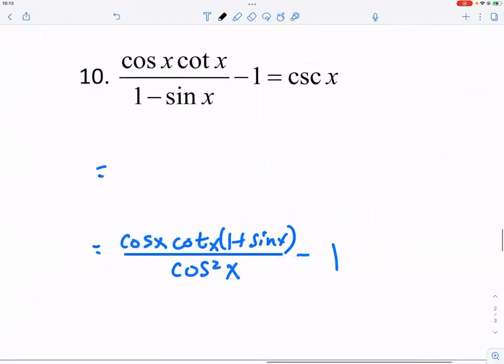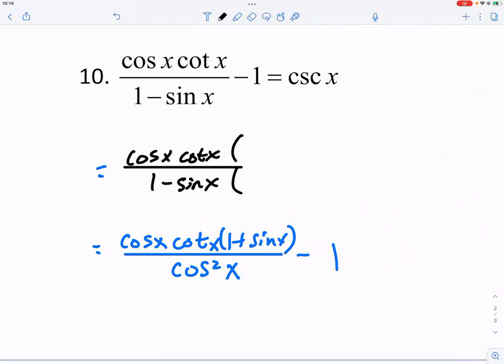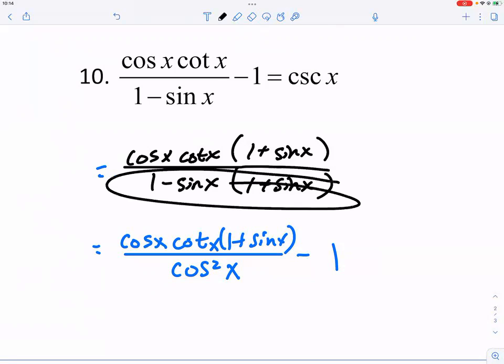Now, number 10, it's a bit complicated. So what I did was that I considered making the denominator something like a cosine square x by multiplying both numerator and denominator by 1 plus sine x. Okay, 1 plus sine x. So the denominator becomes 1 minus sine square x, which gives me cosine square x.